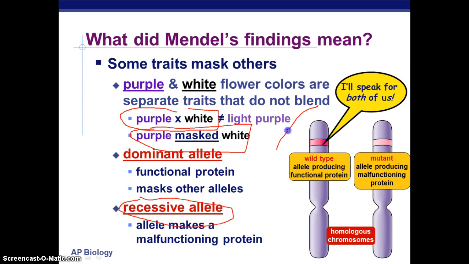So once again, over here we have homologous chromosomes, one from mom and one from dad, that have the same genes. Let's say the plant got the purple allele from the dad plant and the white allele from the mother plant. Because purple is dominant over white, the plant will have purple flowers, not white.